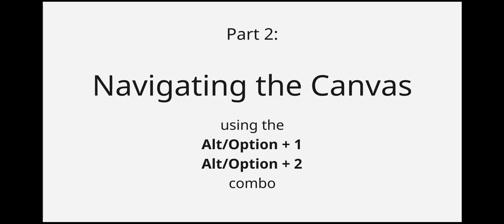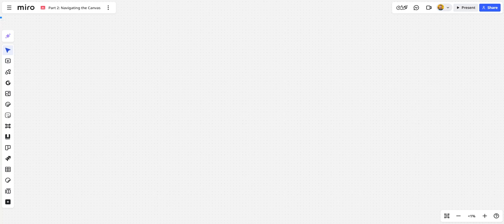Part 2. Navigating the canvas using the Alt/Option 1 and 2 combo. Has this ever happened to you or someone you know? You're on a board and it looks empty. Oh, wait. Up here, I think I see something.